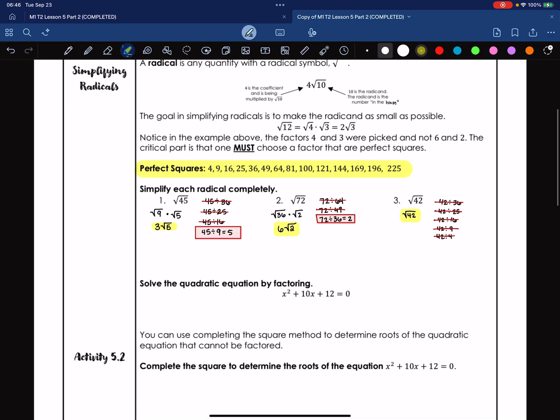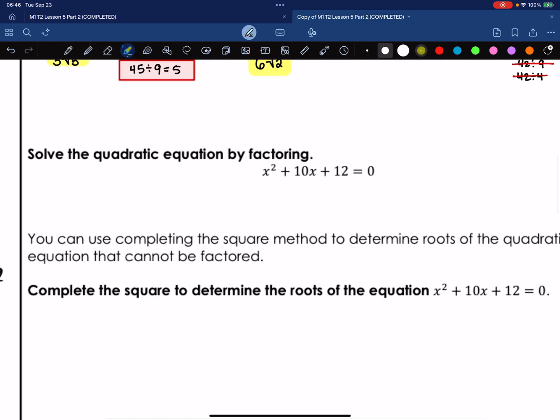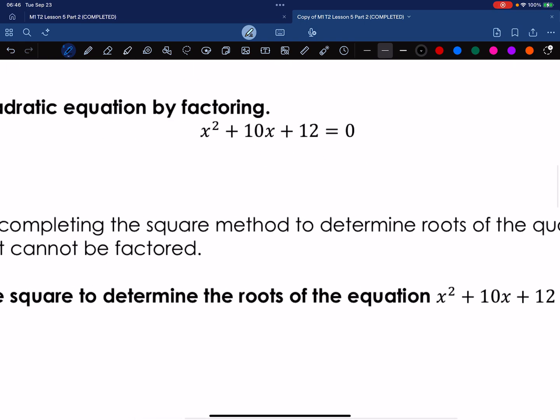Okay, so that's how we simplify radicals. Now we're going to move into reviewing solving by factoring. So first thing we ask ourselves, is there a number or variable that goes into all three of our terms evenly? And the answer is no. So that means we can go ahead and factor. For this one, we do not need slide and divide because our x squared is positive. So our last number goes on top. Our middle number goes on bottom.